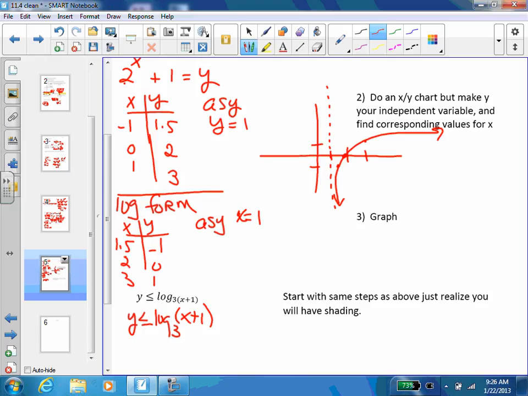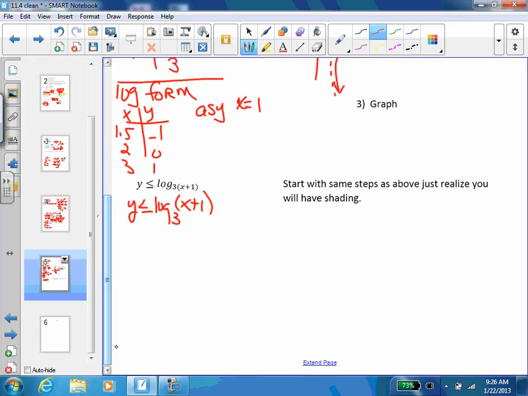Now, what makes this one different is the inequality, correct? So you got to think solid or dotted and recognize that you have shading. So the first thing we want to do is switch, so we want to say x is less than or equal to log, and really, at this point, let's just make it an equality. X is equal to log base 3 of y plus 1. Because what we're trying to do really is just get the shape and get your asymptotes and get your ordered pairs. Does that make sense?